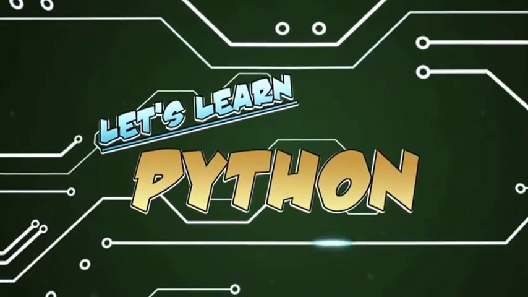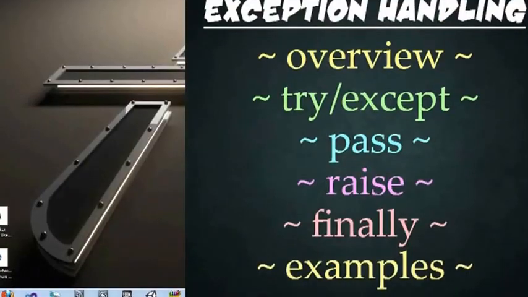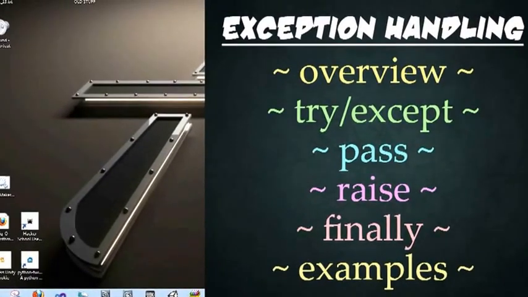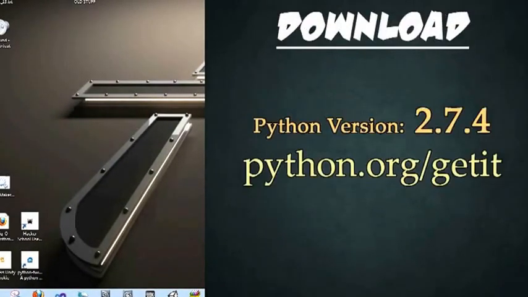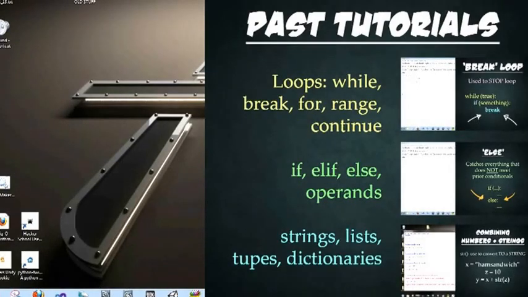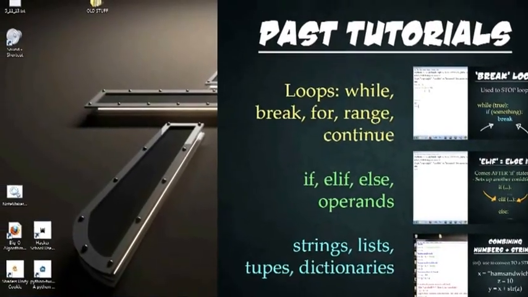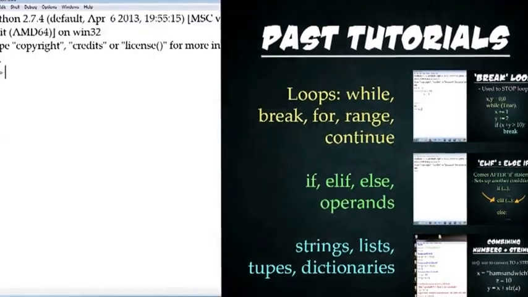So feel free to click on the right side to use the skip ahead feature to jump to a specific section or the examples that you'd like to learn. We're going to be using Python 2.7.4 in this exercise. You can download it from python.org/getit. This will build heavily on the past lessons, so feel free to go back and watch those again if anything is unclear. So let's go ahead and get started and open up IDLE.